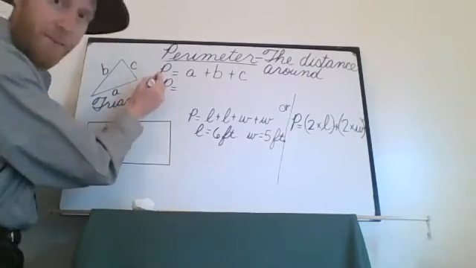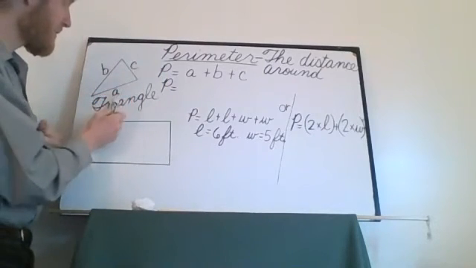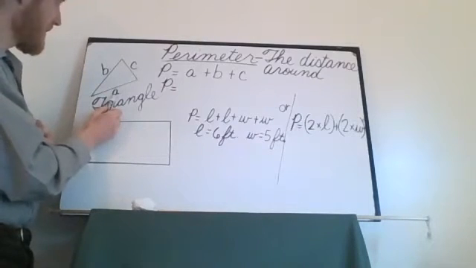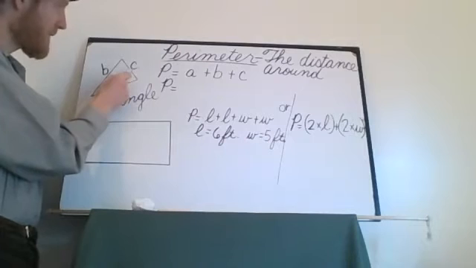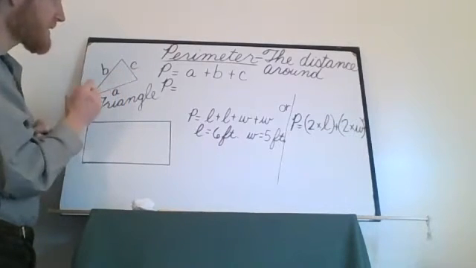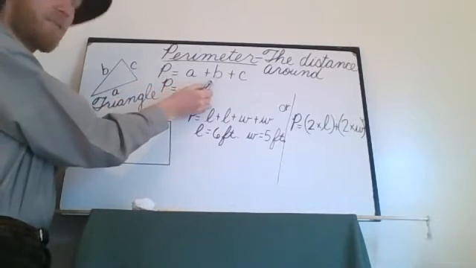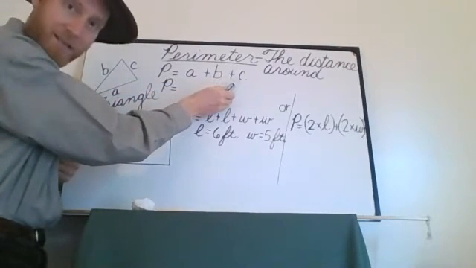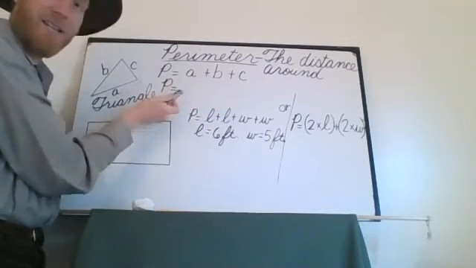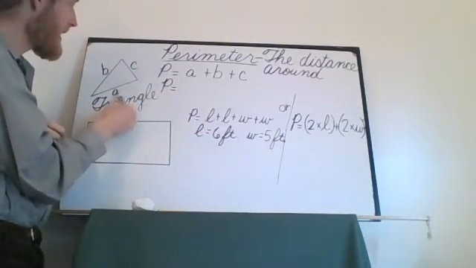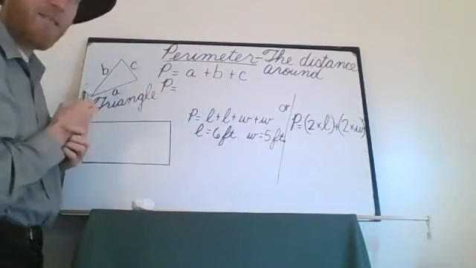So whenever you see P, that means perimeter. So let's look at the triangle. We have side A, we have side B, and we have side C in a triangle. There's 3 sides. So perimeter equals A plus B plus C. See? A plus B plus C, and that's how you get the answer. Side A plus side B plus side C will give us the answer.